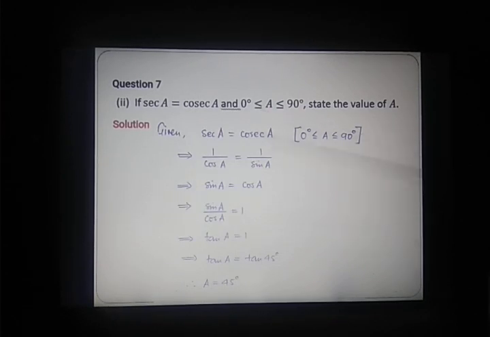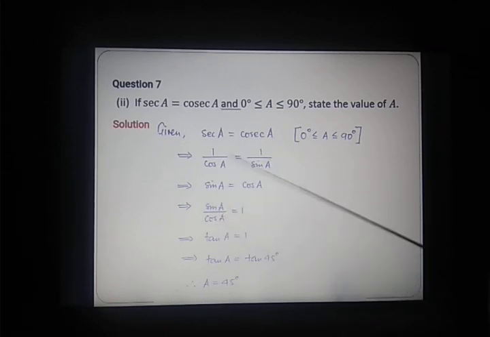Okay, so I have done the solution part, let me explain it. So sec A can be written as 1 by cos A, equal to cosec A, which can be written as 1 by sin A. Now let us do the cross multiplication. So 1 into sin A is sin A, equal to cos A into 1, which is cos A. So this is in fact the first problem. Let me take this cos A down. So if it goes down, then we have sin A by cos A equal to 1, and we know that sin A by cos A is equal to tan A.